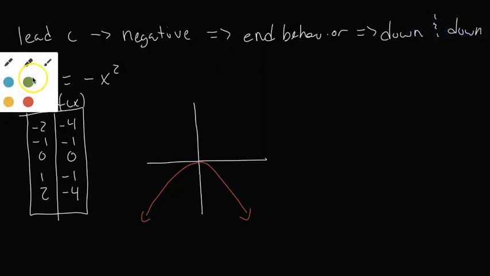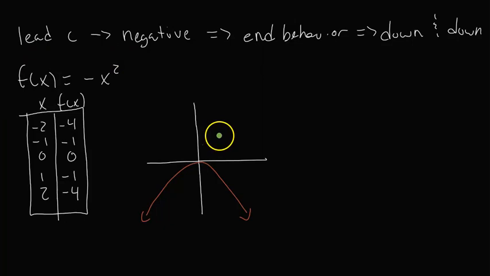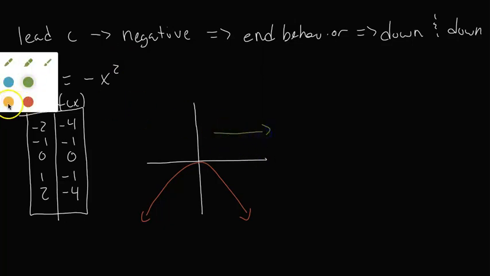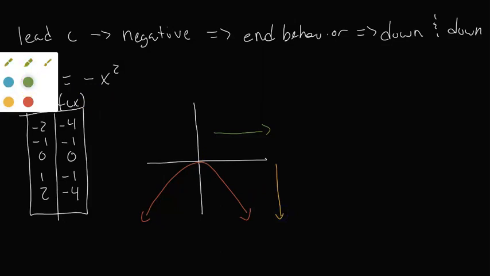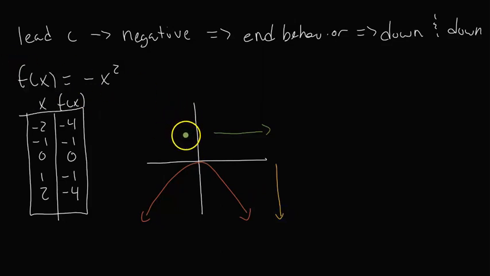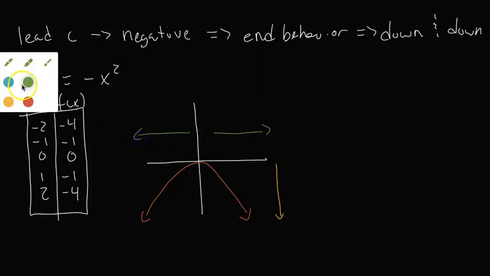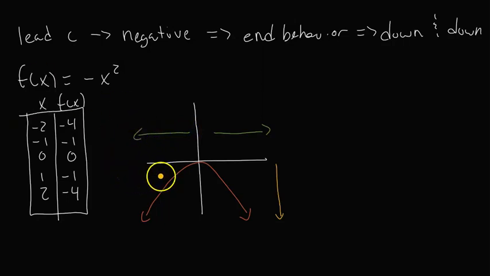Now what does this mean again? What this means is that as I am approaching x to the right or towards infinity, my f of x is going down, or it's going to negative infinity. And as I'm approaching x to the left or towards negative infinity, my f of x is approaching down or negative infinity as well.